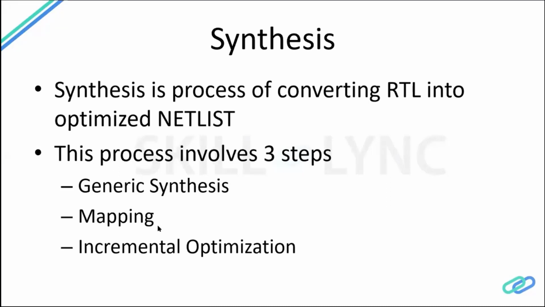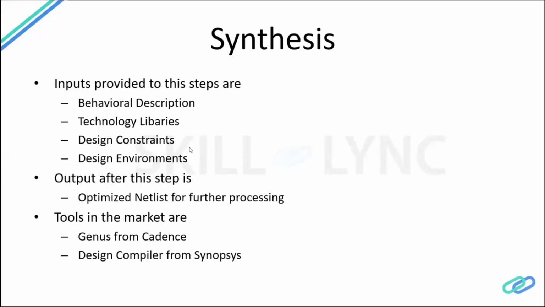Each synthesis process has three steps. Whichever tool you use, whichever vendor you use, these are the three steps: generic synthesis, mapping stage, and incremental optimization. I'll explain what inputs are needed, what outputs we get, and what the tools in the market are. So, behavior description, that is the RTL, and technology libraries. This is where we define whether my design is 5 nanometer, 7 nanometer, or 4 nanometer.